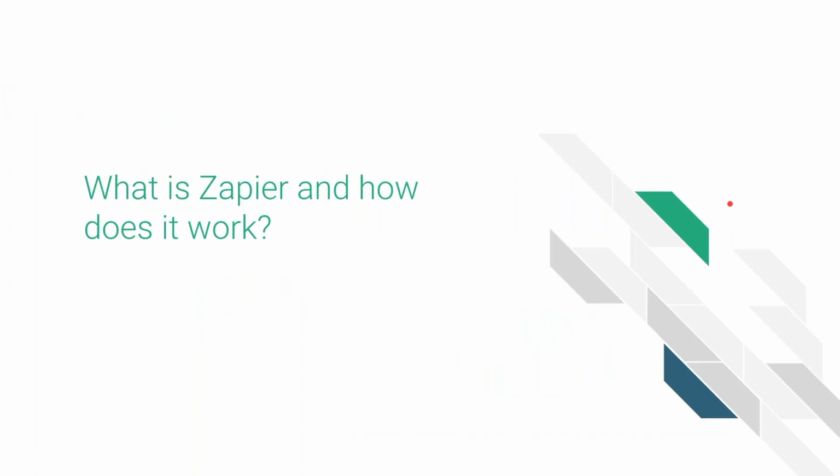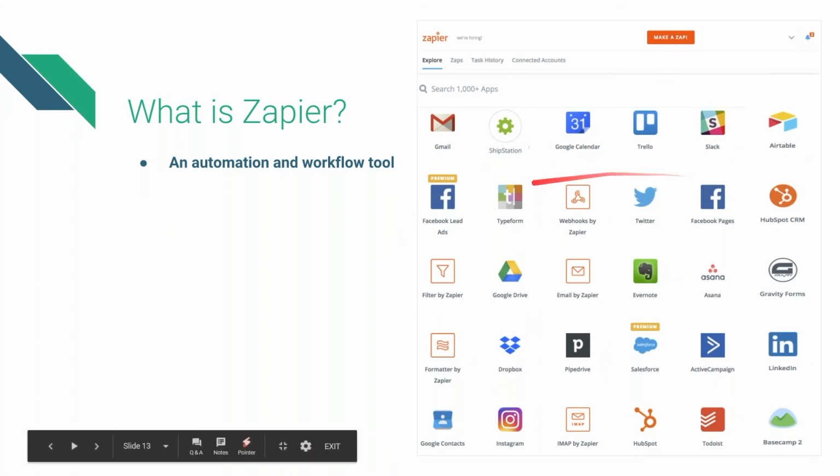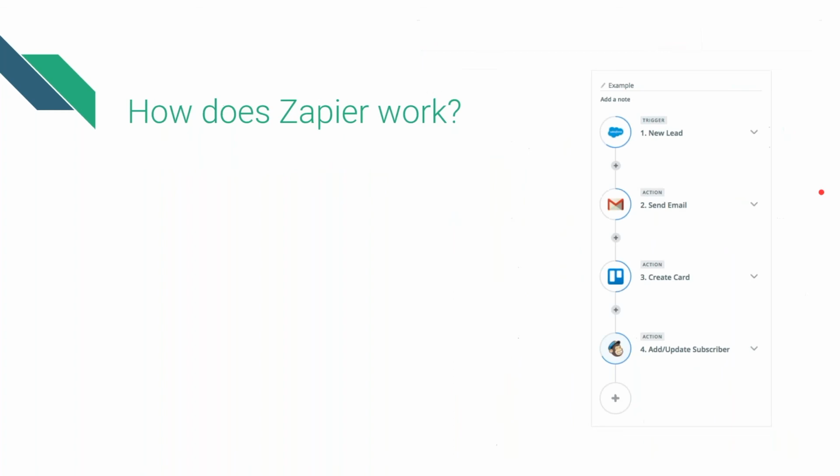All right, what is Zapier? How does it work? Let's get into some of the nitty gritty here. It's an automation and workflow tool. You'll notice right here at the top of the page, we've got Gmail, ShipStation, Google Calendar, Trello, Slack, Airtable, a lot of different platforms that you should be familiar with that are connecting the dots. And they've even got webhooks, which is a way to integrate directly with an API to connect some of those dots.